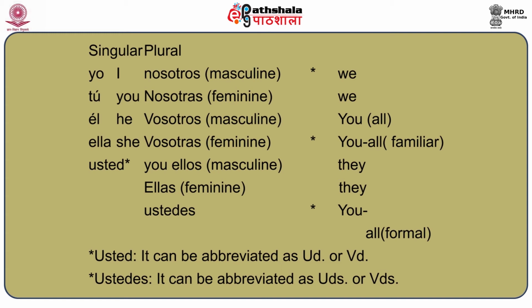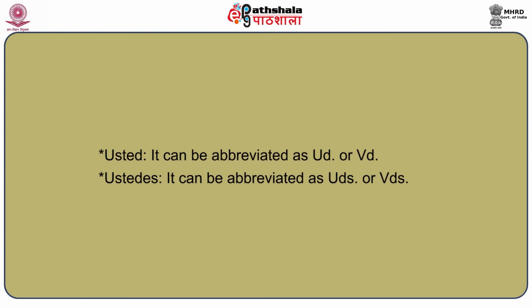The same rule applies for vosotros and vosotras. So vosotros, males or males and females, and vosotras, only females. And you must pay attention that usted and ustedes can also be abbreviated. In the text that you read, at times they will write usted as ud or vd, and ustedes will be abbreviated as uds or vds.